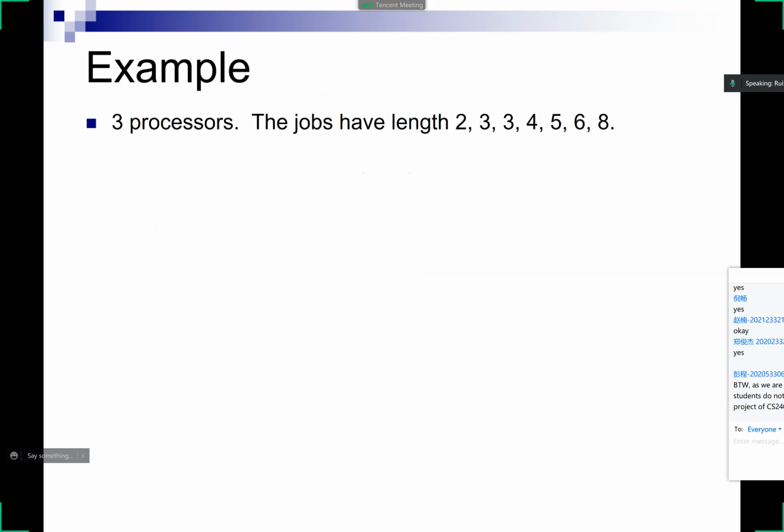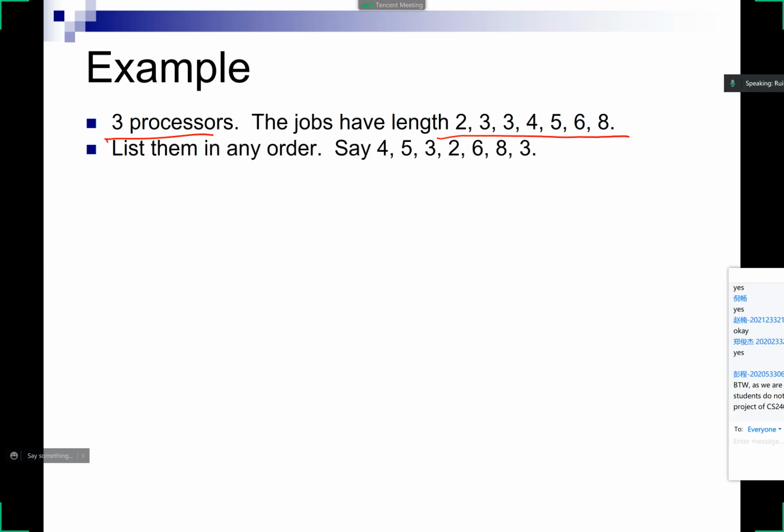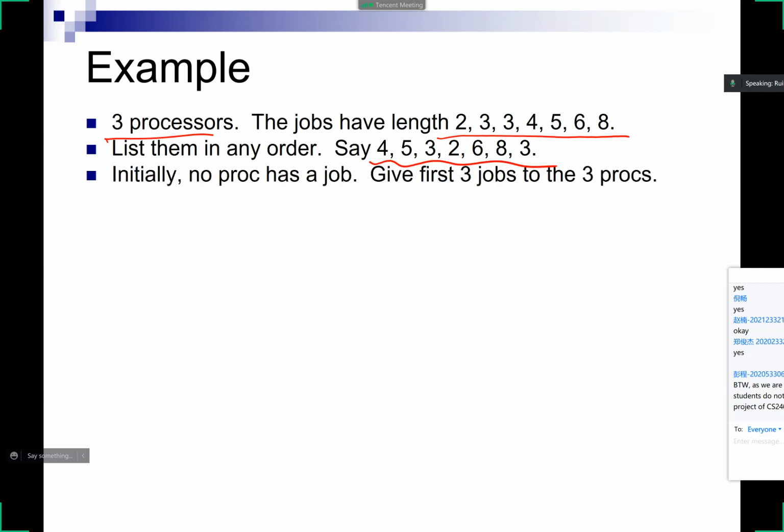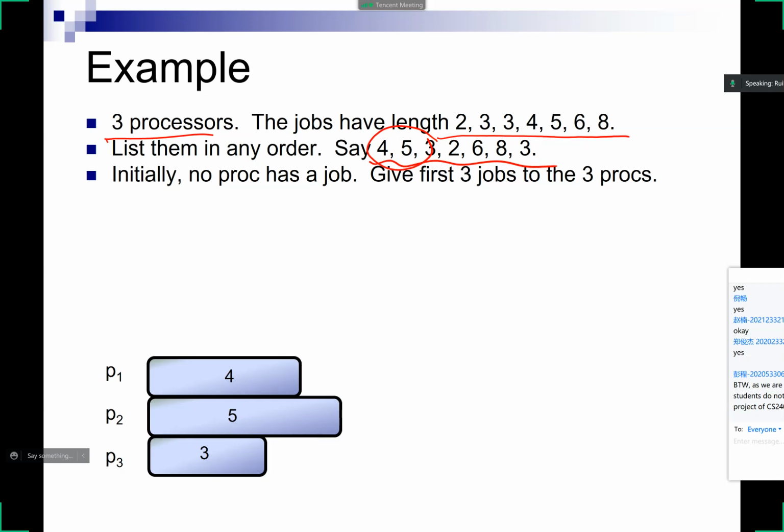As an example of this, suppose you have 3 processors and a bunch of jobs with lengths like this. We can list these jobs in any order, so let's list them in some arbitrary order like this. Initially, all of the processors don't have any jobs, so we take the first 3 jobs in the list and give them to the 3 processors, like this. Next, we need to wait for one of these processors to become idle.